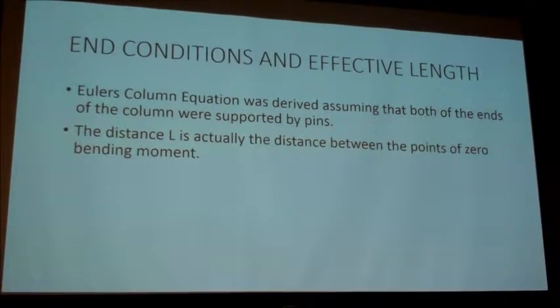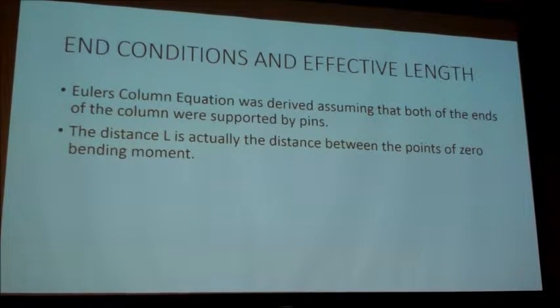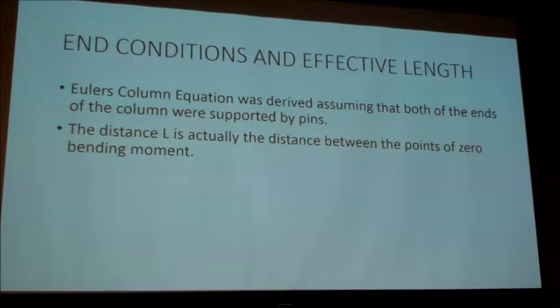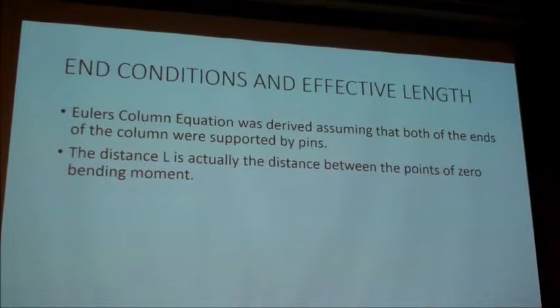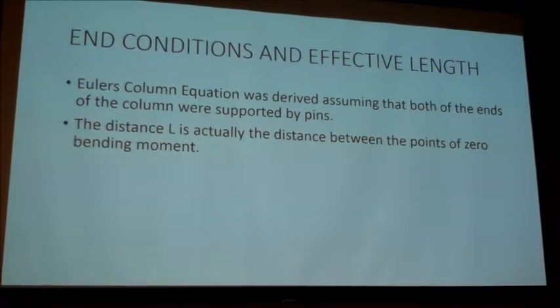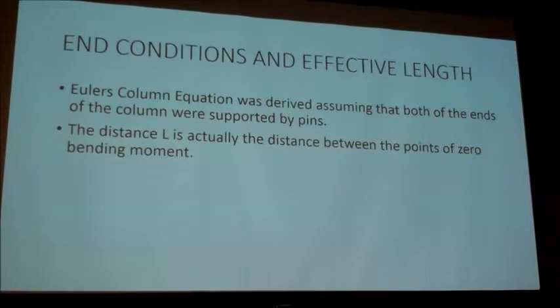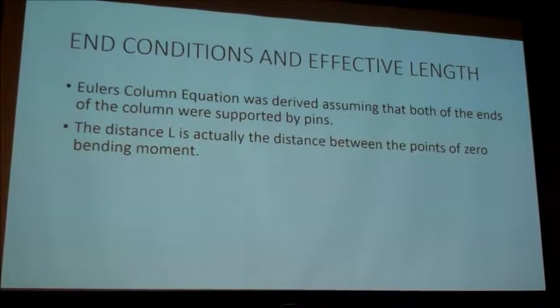Alright, so the original column equation was actually derived assuming that you have a pin at both ends, and that makes it to where the distance between the points of zero bending moment would be the full length. And so if you have different end conditions, then that's going to change what the distance between the points of zero bending moment are.